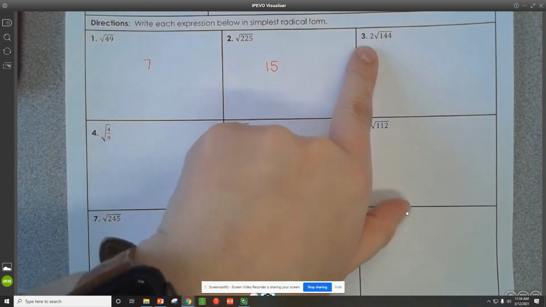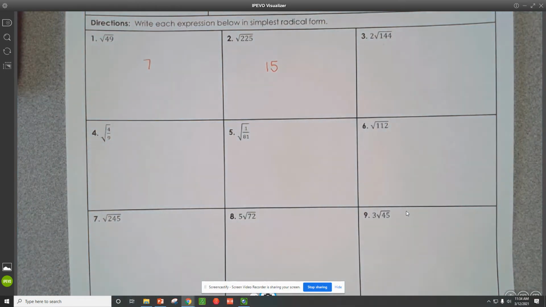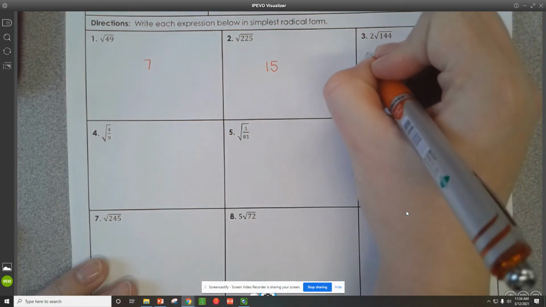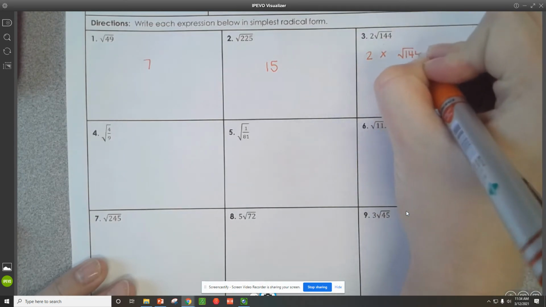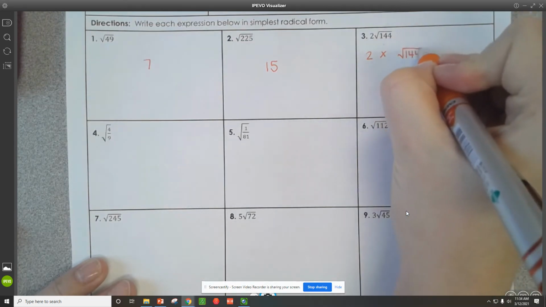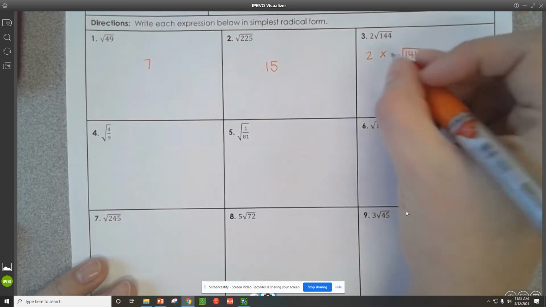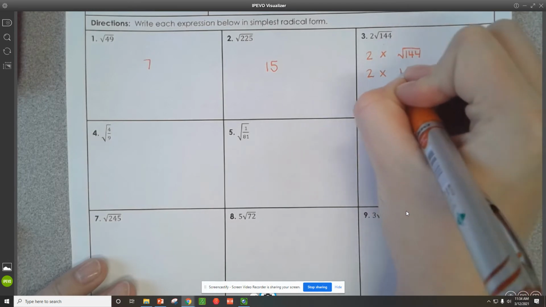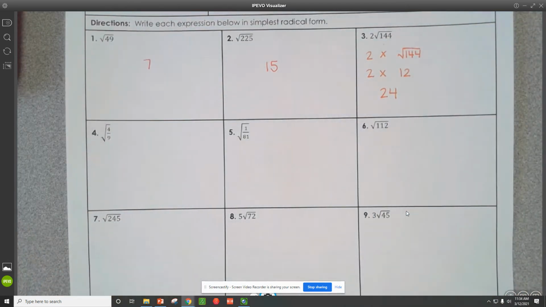Now, number 3 is 2 square root of 144. So that's really 2 times the square root of 144. And we know that the square root of 144 is 12. So 2 times 12 is 24.